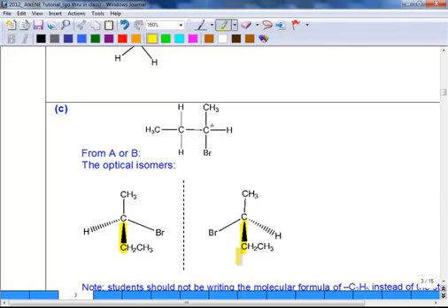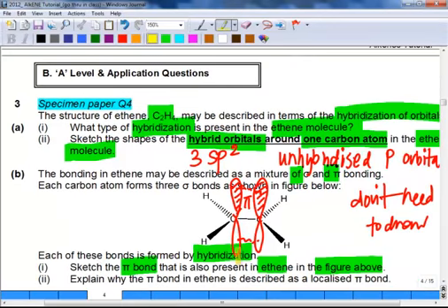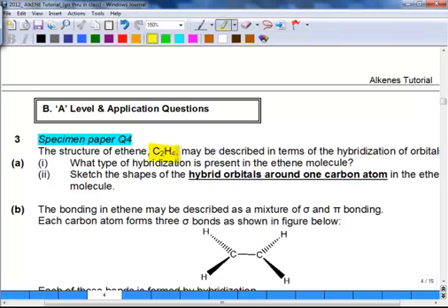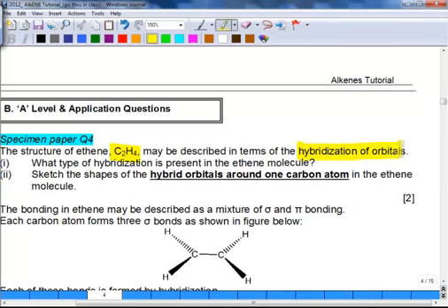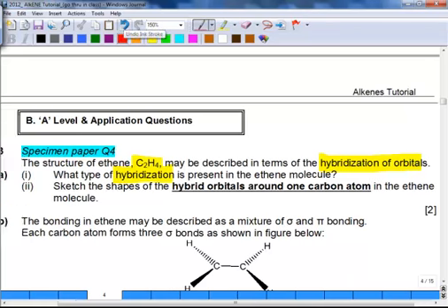Can I move on? Yes. So we move on to question 3. For question 3, let's do a quick recap. For ethene, what type of hybridization will be present? sp2. Very good. For sp2, how many hybrid orbitals are there? 3 or 2? 3 sp2. And there is one unhybridized orbital.